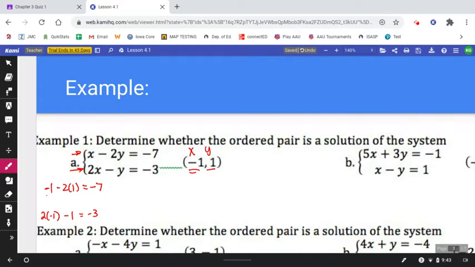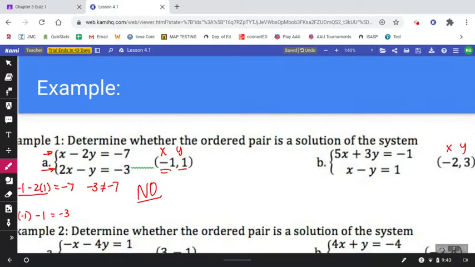On the top one, when I simplify the left side, -1 minus 2 times 1 is only -3. It's not -7. So regardless, even if the bottom equation is true, because the top one is not true, the answer is no. They have to both be true.